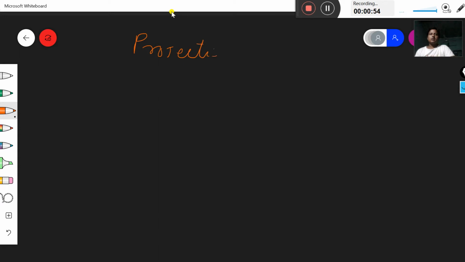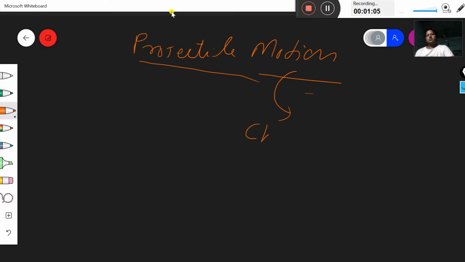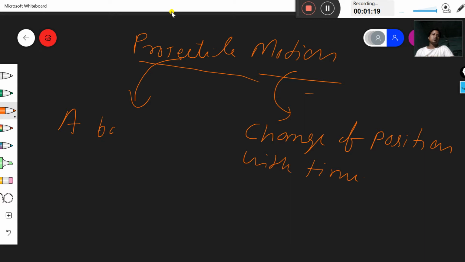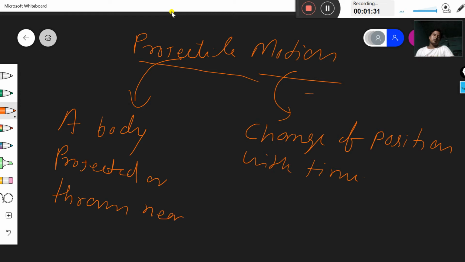Projectile motion. Motion is change of position with time. And projectile is a body projected or thrown near earth surface.